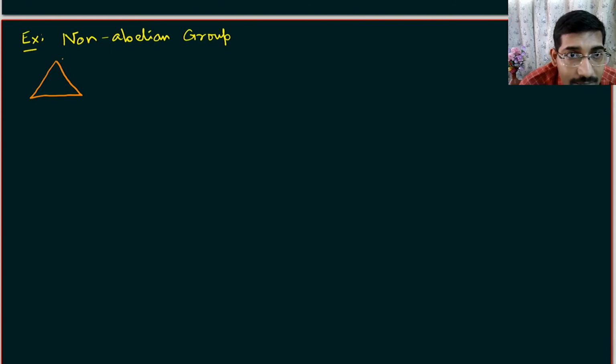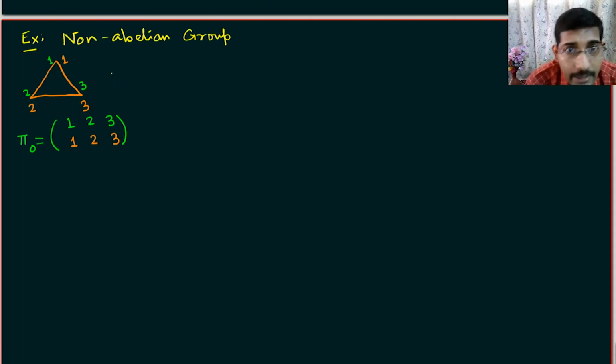So let's say this is position 1, this is position 2 and this is position 3. Now I have points which are at the same position initially. So I write this matrix pi 0 as where these points 1, 2, 3 lie: 1 lies in position 1, 2 goes in position 2, 3 goes in position 3.